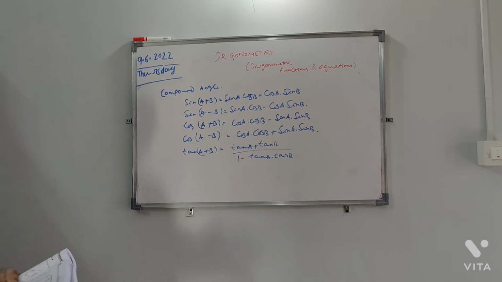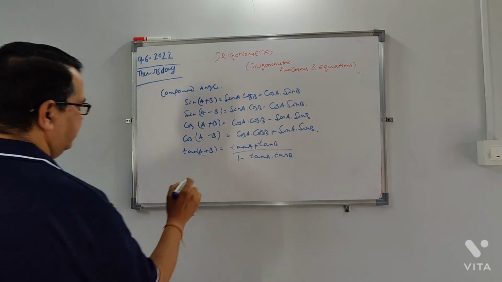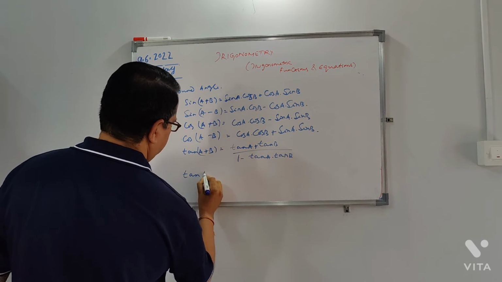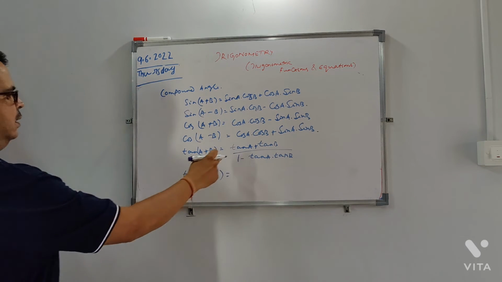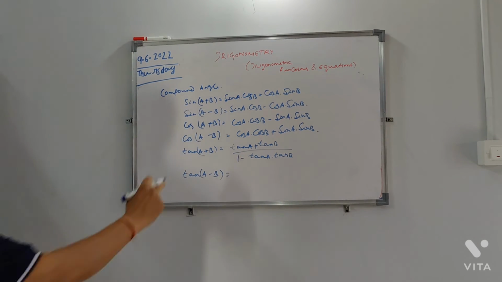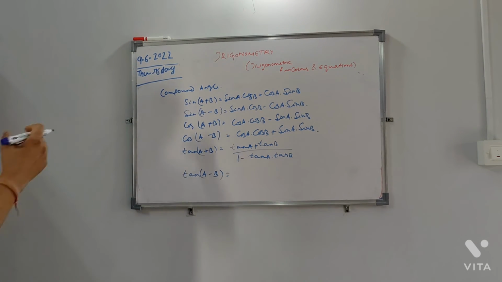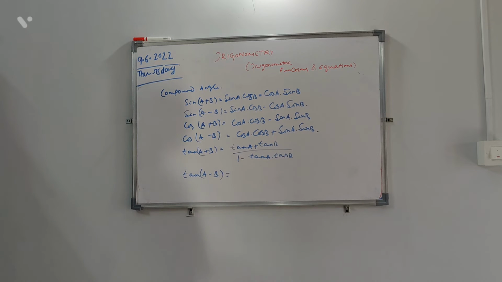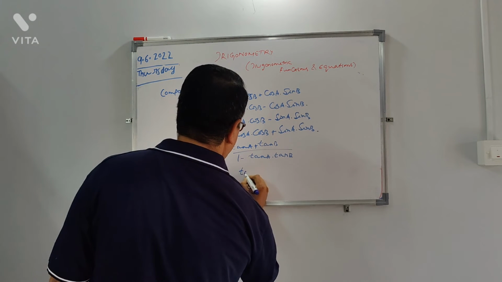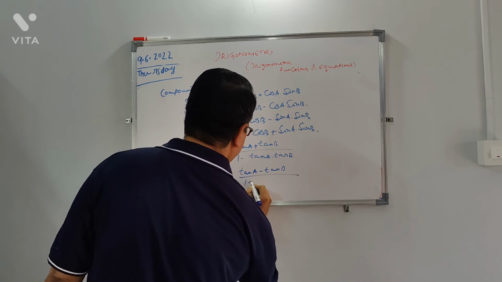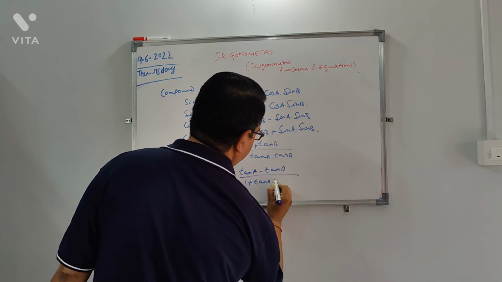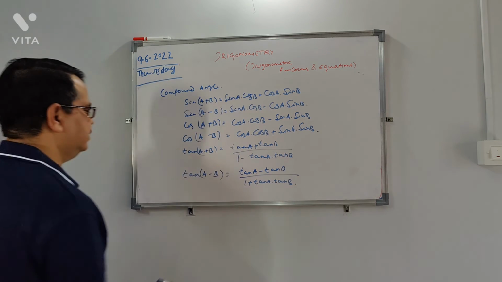Then tan A minus B. In case of tan, the numerator will be positive, and if the numerator is positive, the denominator is negative. So tan A minus B is equal to tan A minus tan B divided by 1 plus tan A into tan B. So this is the tan formula.